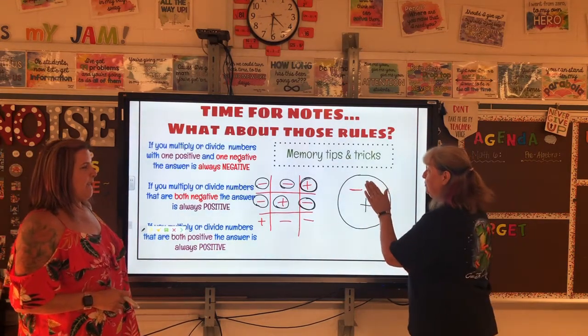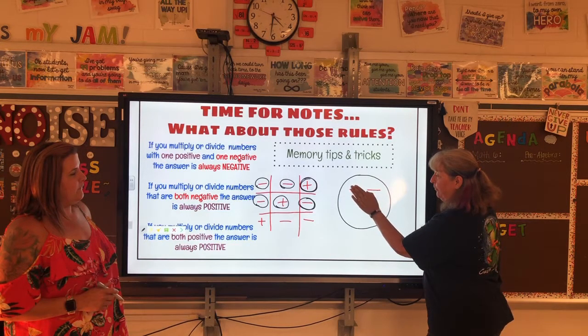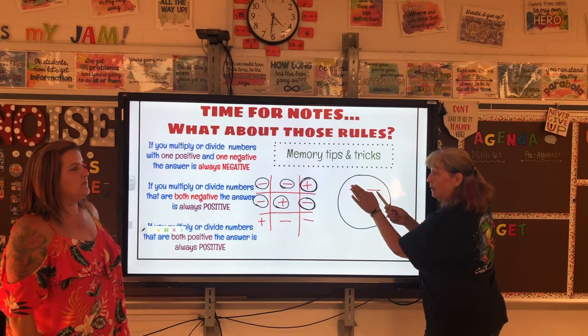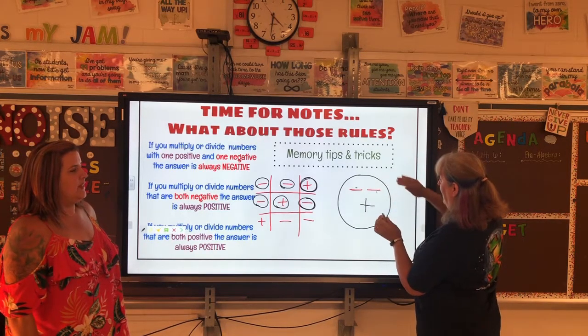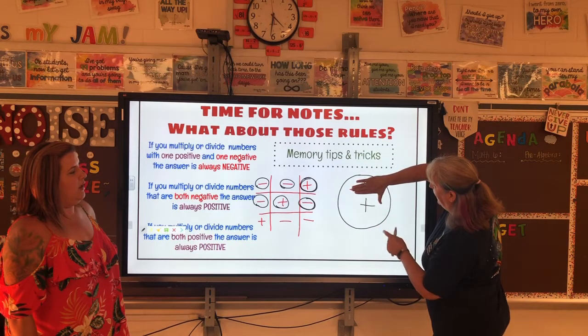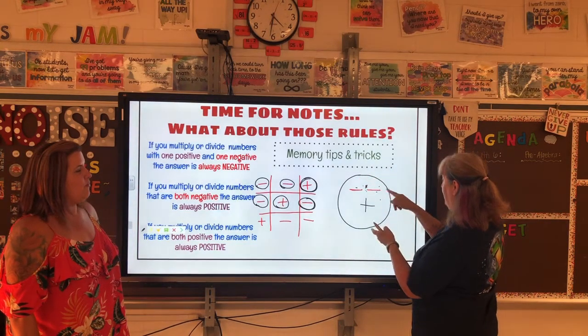So what you do is you look at, if you have a negative times a positive, cover those two with your hand, and your answer ends up being negative. If you have two negative numbers, cover that up with your hand. Your answer is going to be positive.